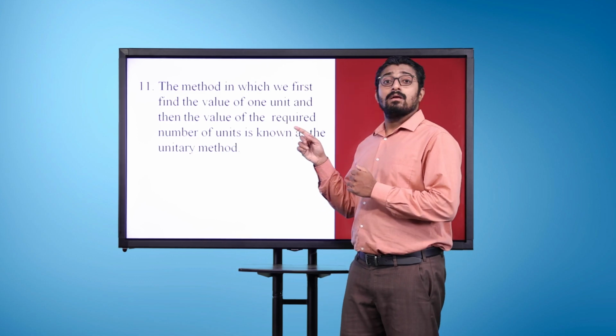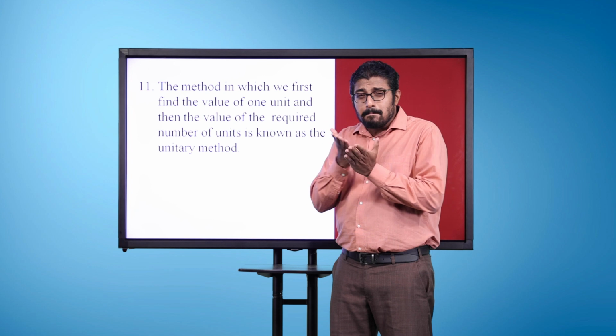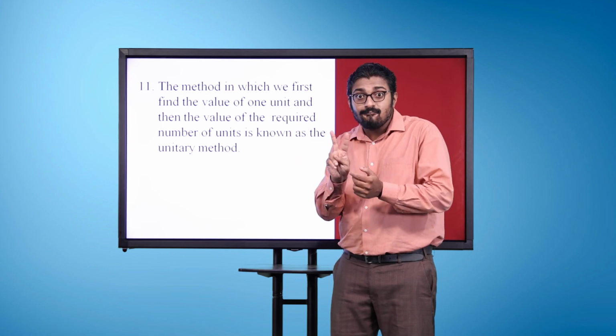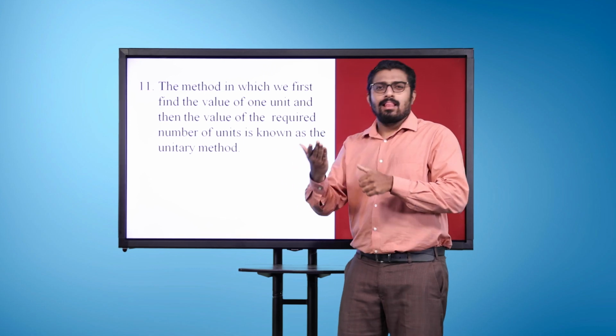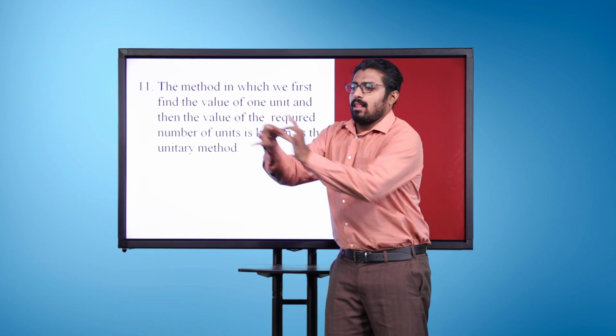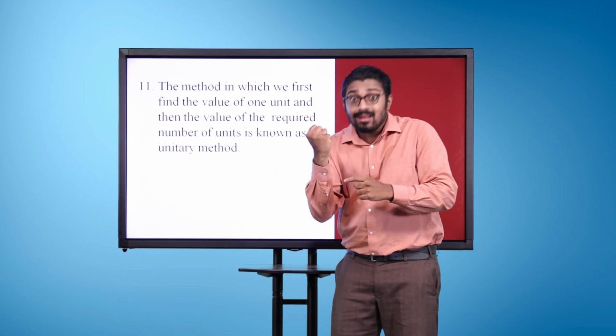11. The method in which we first find the value of one unit and then the value of the required number of units is known as the unitary method.